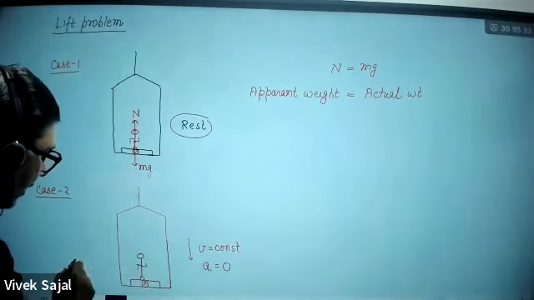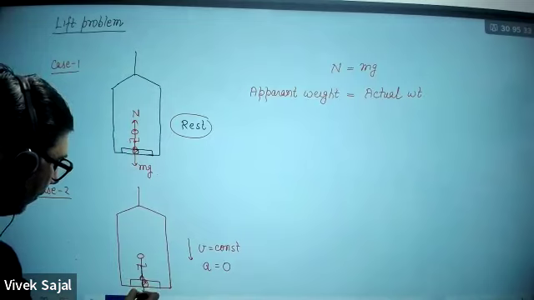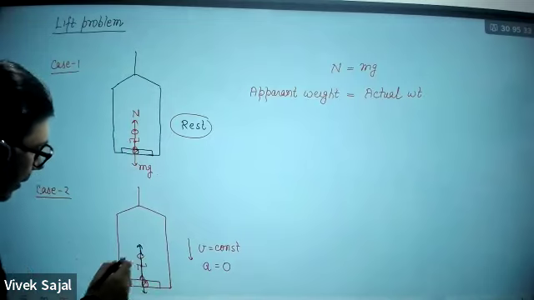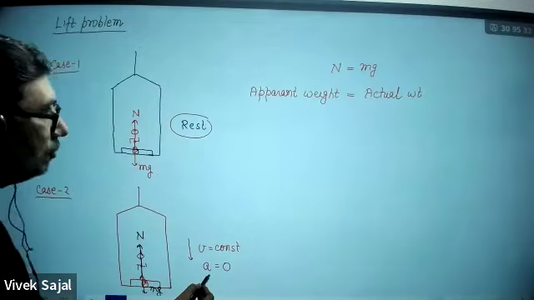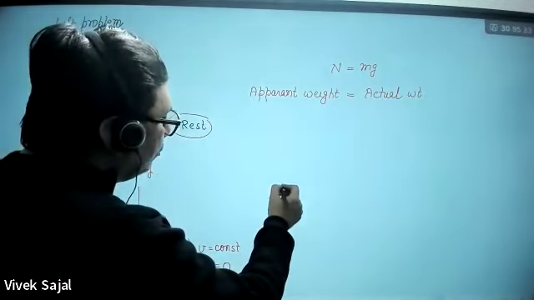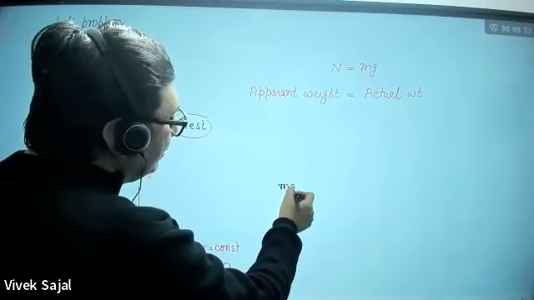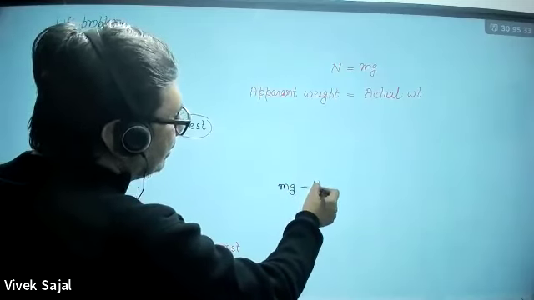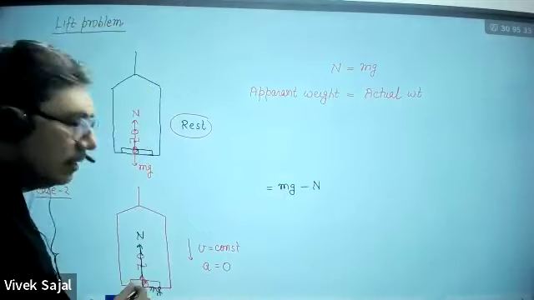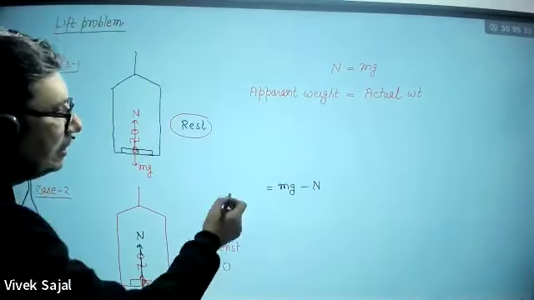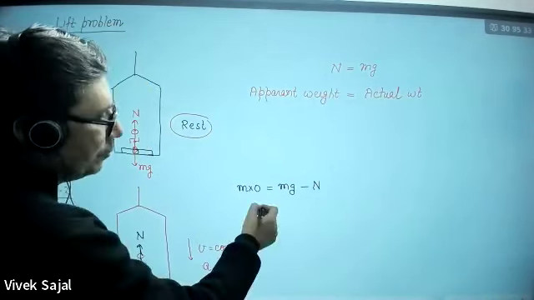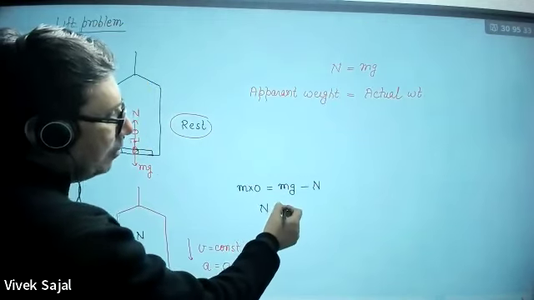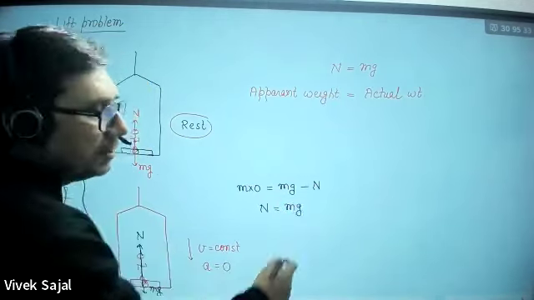ठीक है? So its weight is acting downward, and here normal reaction is this. So weight is acting downward and normal reaction is there, but acceleration is 0. So what will be your equation here? You can write that mg minus normal reaction, and they are not causing any acceleration. These two forces are acting, but acceleration is 0. So you can write m into acceleration is 0. So here N is still equal to mg. Mg is the actual weight.